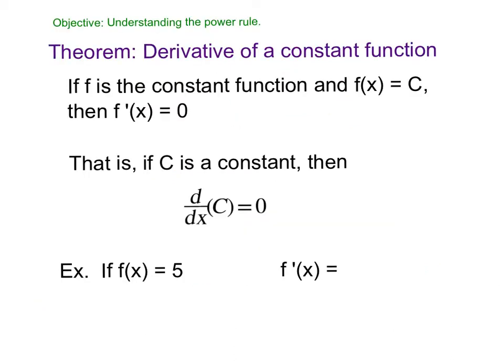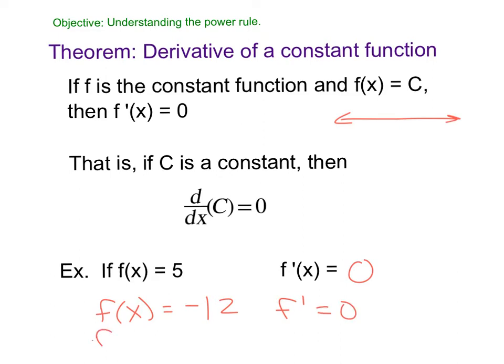Okay. Theorem. Definition of a constant function. If f is a constant function and f of x equals c, then f prime of x equals 0. If you think about it, if you have a horizontal line, what's the slope of a horizontal line? It's always 0. So if f of x is 5, f prime is 0. Anytime you have f of x equals a constant, -12, f prime equals 0.